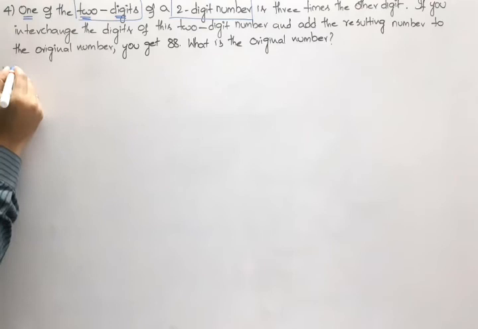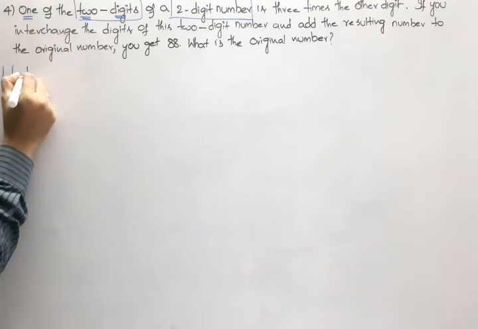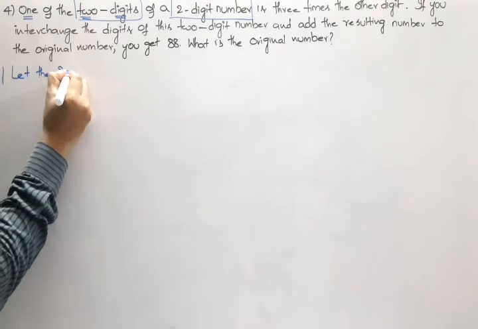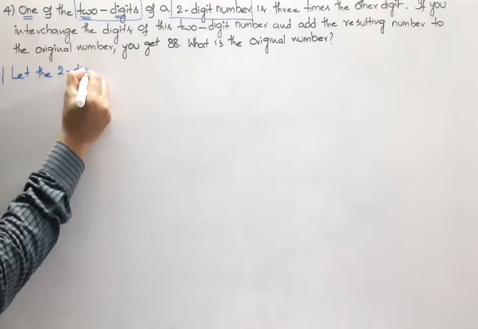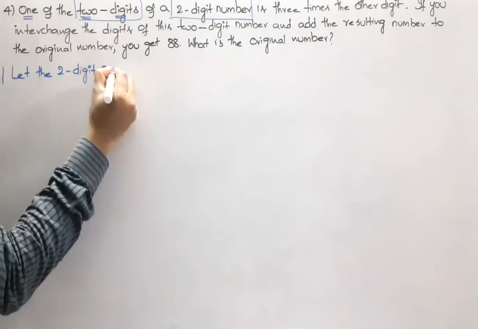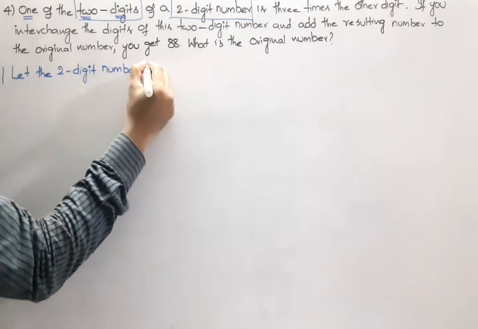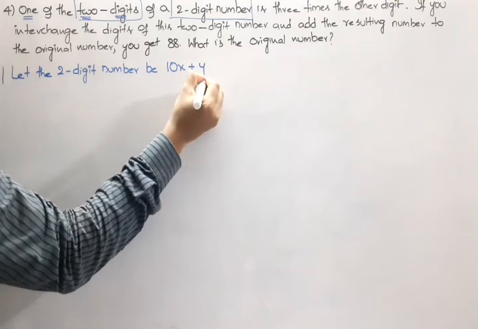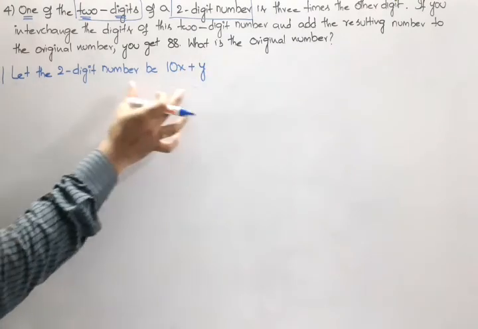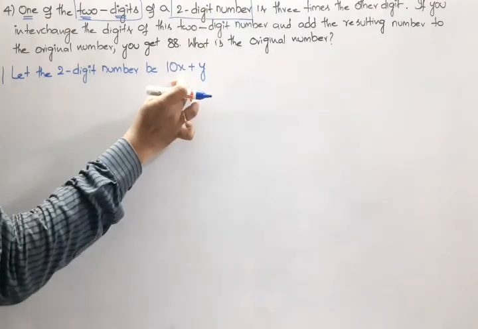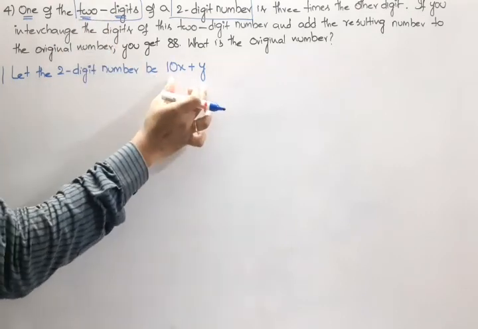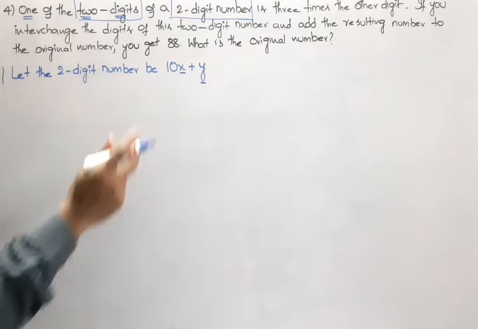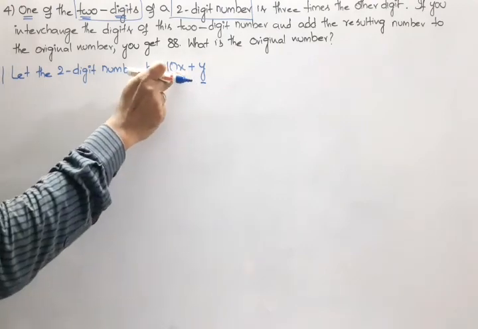Just like the previous one, let the original number, the 2-digit number, be 10x plus y. What are the 2 digits in this 2-digit number? x and y. This x and y are the digits. 10 is the place value.